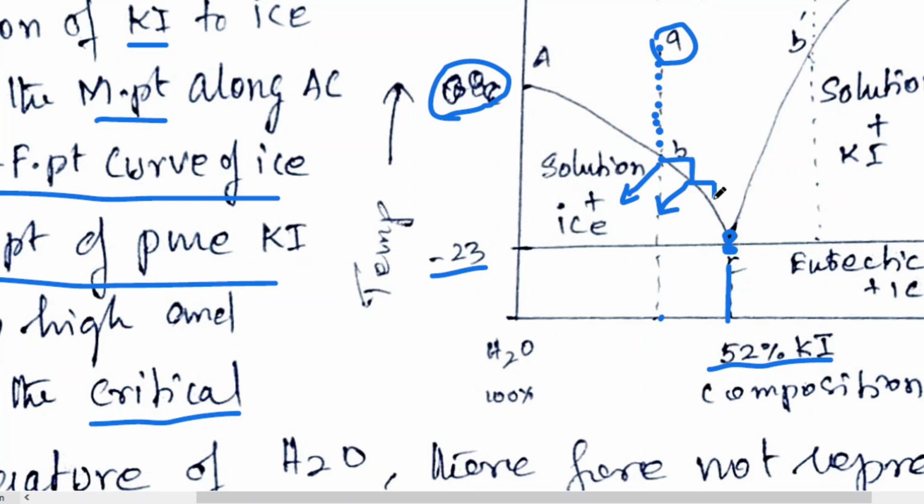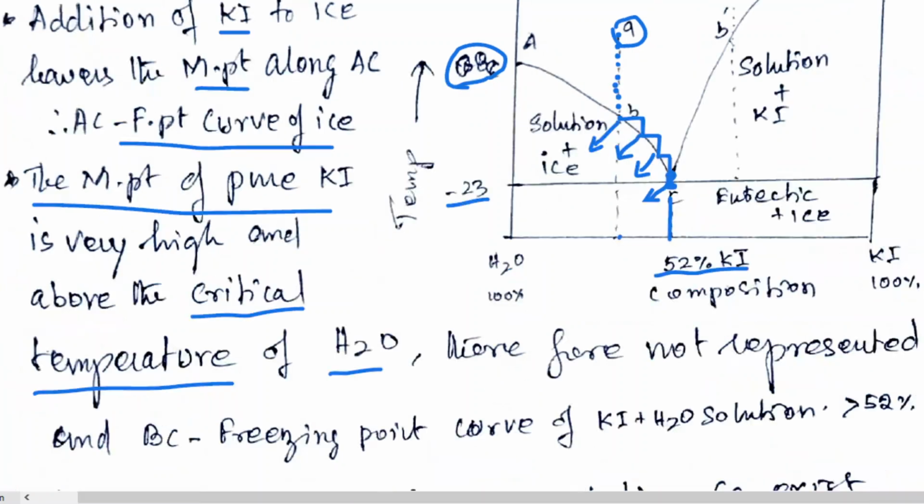Now I am again cooling. When I reach this point, ice will separate out, and the composition changes. And with further cooling, I am reaching this point, that is the eutectic point. After this point, if I cool further, suddenly all of it gets precipitated. This is what we have explained in the lead-silver system. The similar thing happens here.